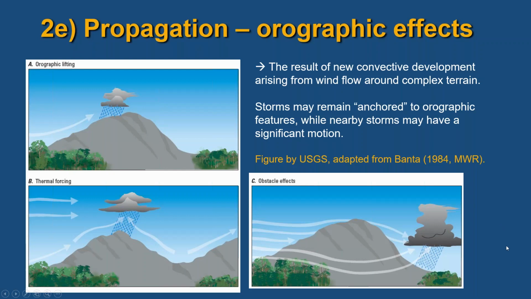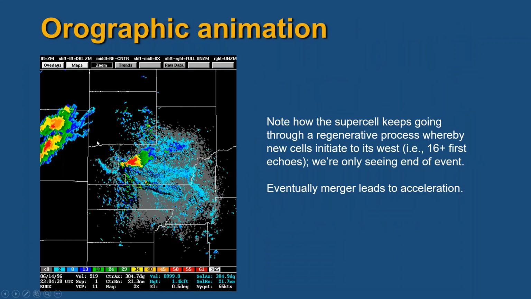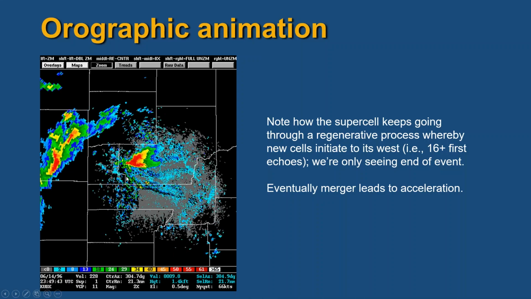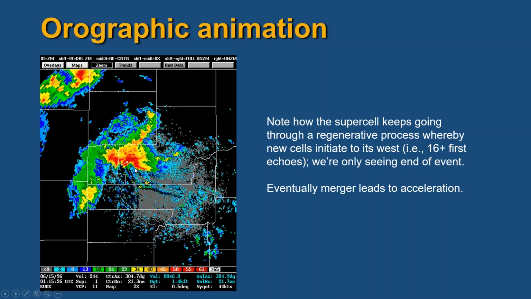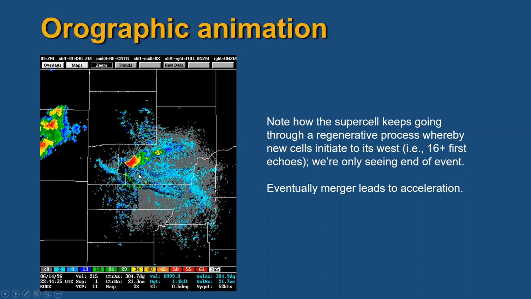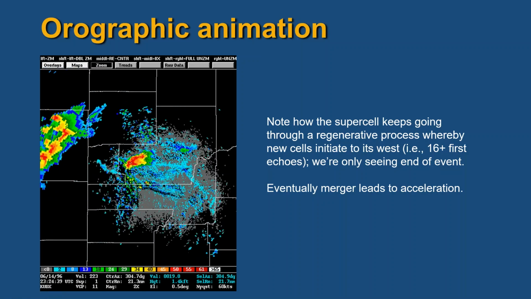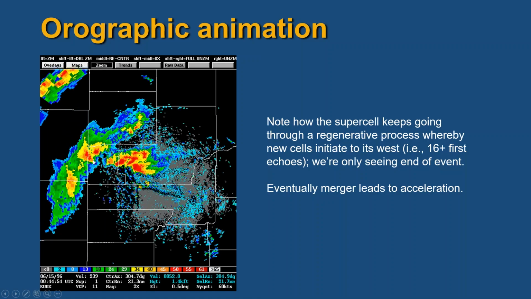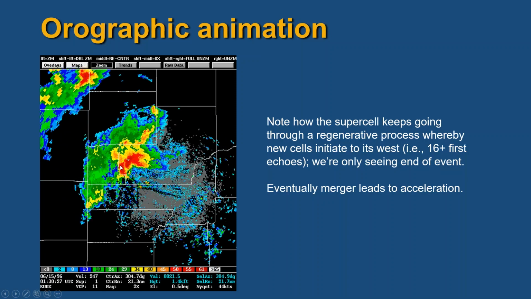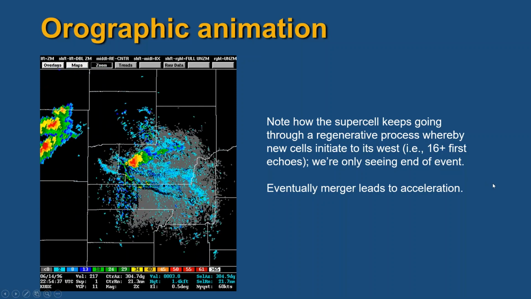And it's not just the Black Hills. I'm sure you all have certain terrain features in your area that may favor these kinds of development from time to time. So again, here is an example. The Black Hills are roughly in this oval that I'm outlining, and we had a storm that was nearly stationary, and I actually reviewed the radar data and counted 16 first echoes or new storms that kept growing on the west side and feeding into this supercell. And then eventually we have a line of storms that comes along and merges with it, and it takes off.